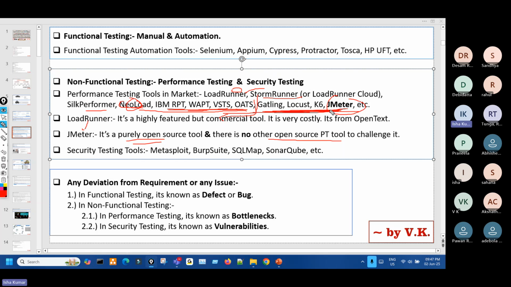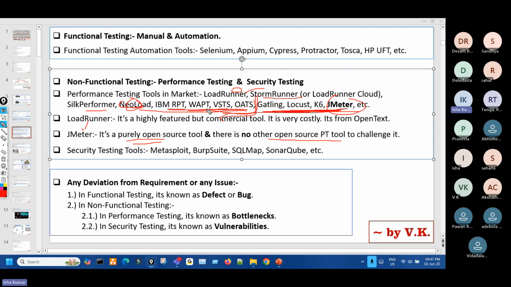We can compare open source with open source tools only, and commercial tools with commercial tools, right? So till here, whatever you see on this side are all commercial. In that also, these are getting outdated. This is very costly. This falls somewhere in the middle, less costly than LoadRunner, but again commercial only, right? Now moving toward these, which are open source. Again in this also, JMeter is purely open source. I'll tell you how it's purely open source. And in open source tools, there is no other open source tool that can challenge JMeter feature-wise. And that is where JMeter stands out.